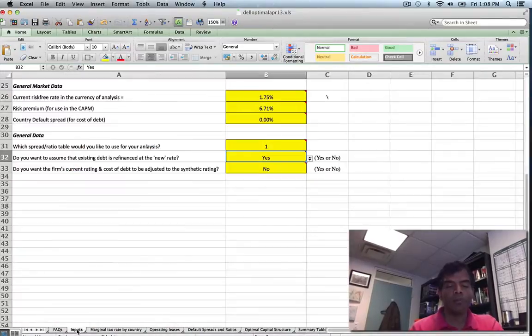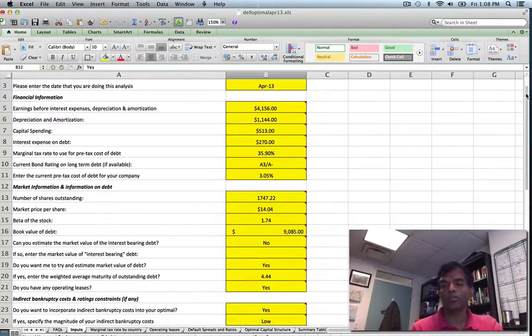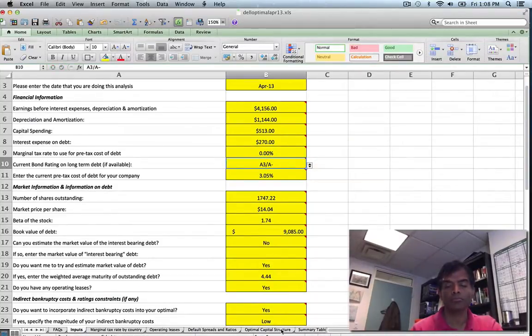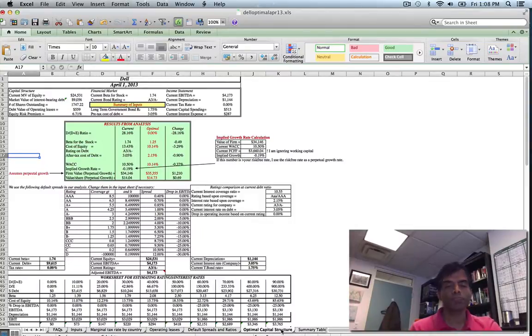If Dell were able to make its marginal tax rate go to 0%, for instance, what do you think is going to happen? Let's make that 0%. Let's see what happens to the optimal. Voila. The optimal debt ratio goes to 0%. Play with the tax rate. See what happens. Play with the EBITDA. Change the EBITDA and see, and as the EBITDA goes down, you'll see the optimal debt ratio go down.